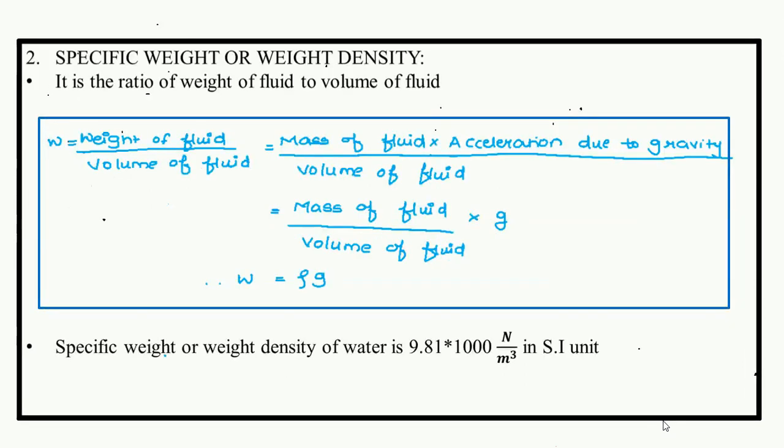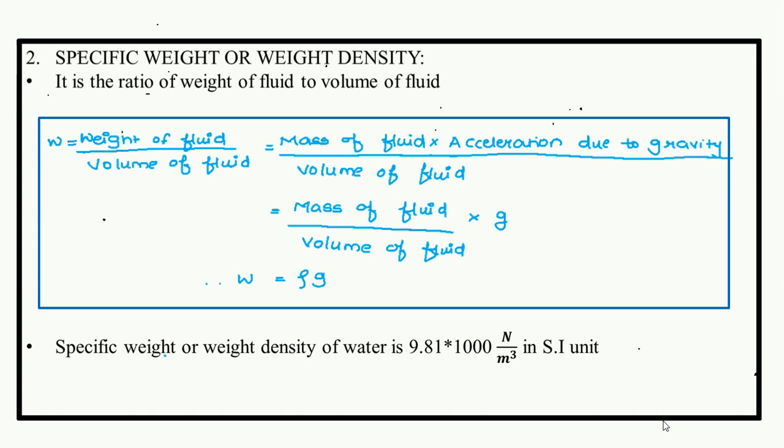Moving to the second property, that is specific weight. It is also called weight density. Weight density is defined as the ratio of weight of the fluid to the volume of the fluid. Mathematically it is written as w equals weight of the fluid to the volume of the fluid. Weight of the fluid is nothing but the mass of the fluid into acceleration due to gravity. If we separate the mass of the fluid to the volume of the fluid, it is nothing but the mass density, and hence weight density equals rho into g.